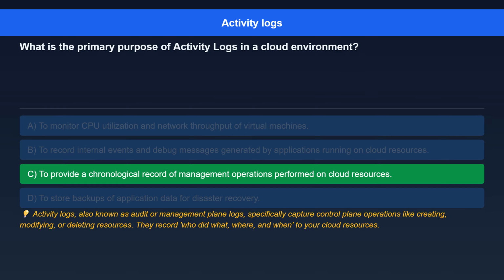The correct answer is to provide a chronological record of management operations performed on cloud resources. Here's the explanation. Activity logs, also known as audit or management plane logs, specifically capture control plane operations like creating, modifying, or deleting resources. They record who did what, where, and when to your cloud resources.